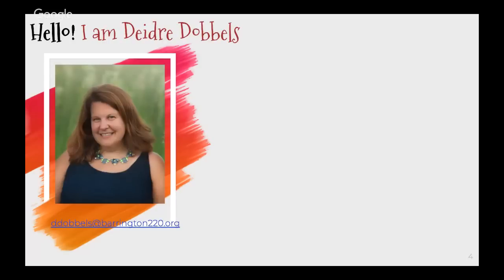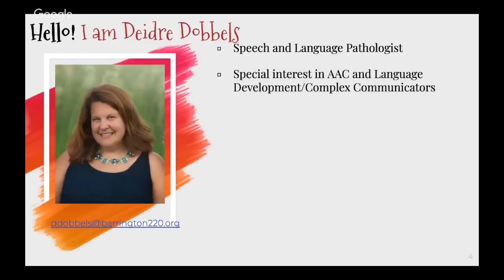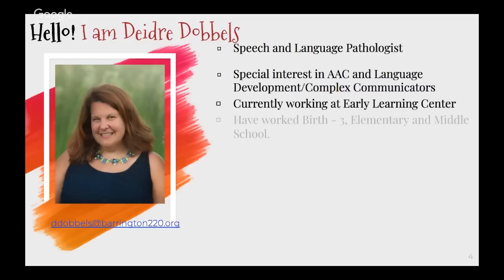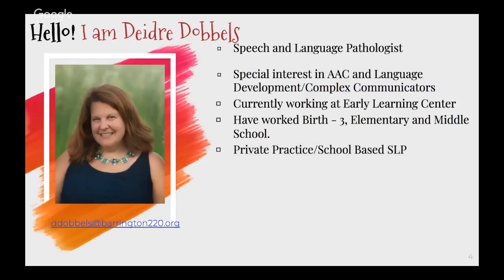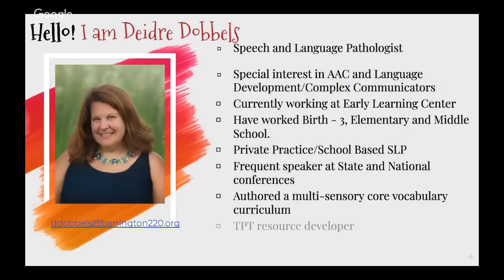And I am Deidre Dobbels. I am a speech and language pathologist. My most favorite area to work on is AAC and language development and those complex communicators. I try to grab as many of those kiddos as I can and put them on my caseload. At this time in my career, I'm working at the Early Learning Center at Barrington, working with our 3 to 5-year-olds. However, I've worked in birth to 3 all the way up through middle school students in a variety of different manners, both public schools and private practice. So I'm really, really excited to show you some of the ways that we've really gotten our students' expressive language and social language really coming.